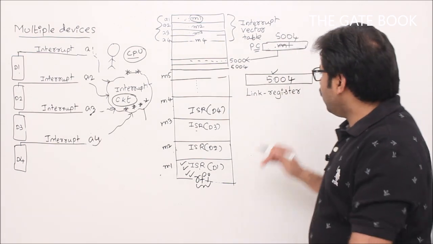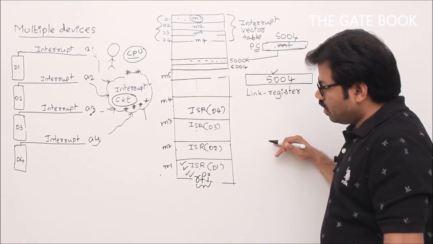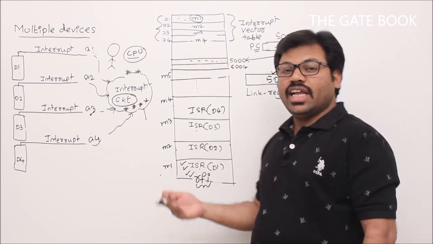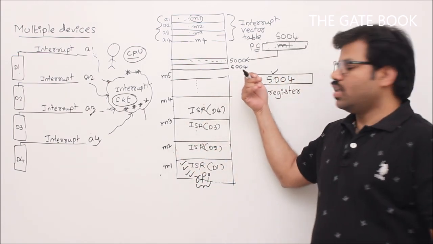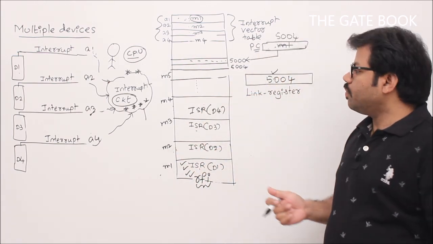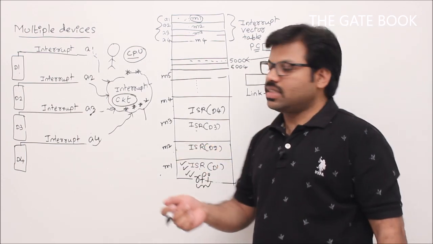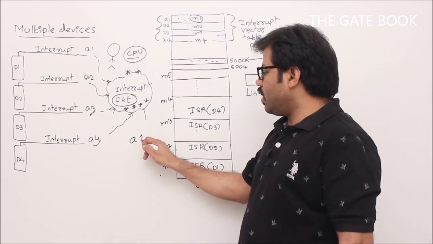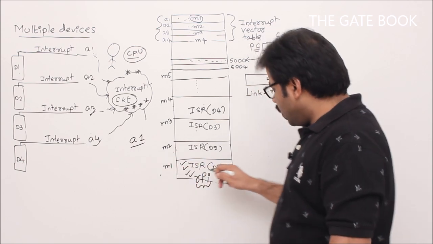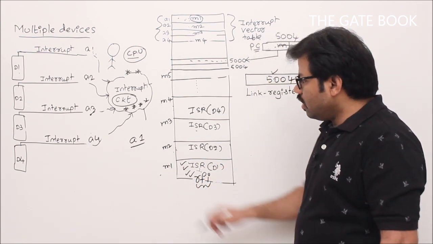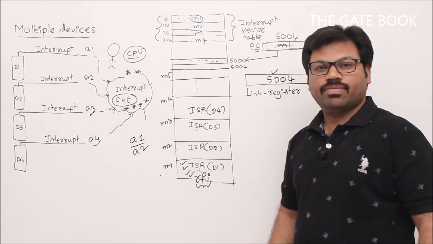Now here I would like to tell you one more thing. What if you have nested interrupts? Will it work? This model will not work, right? Why? Let us try nested interrupts. Example, let's say first A1 is giving the interrupt. While you are servicing that interrupt, then A2 is coming, let's say.